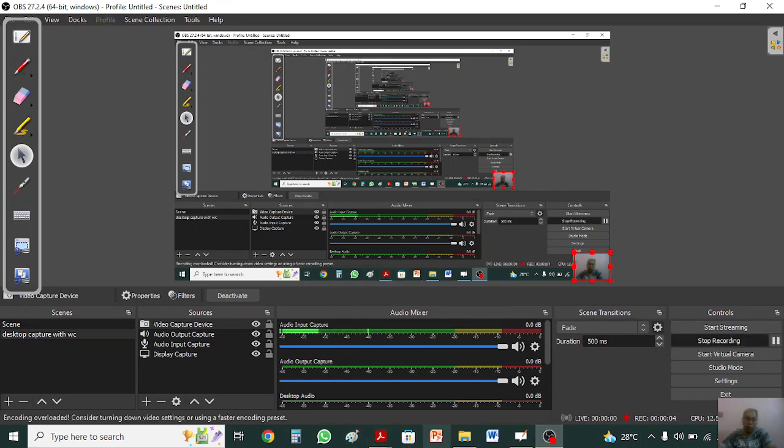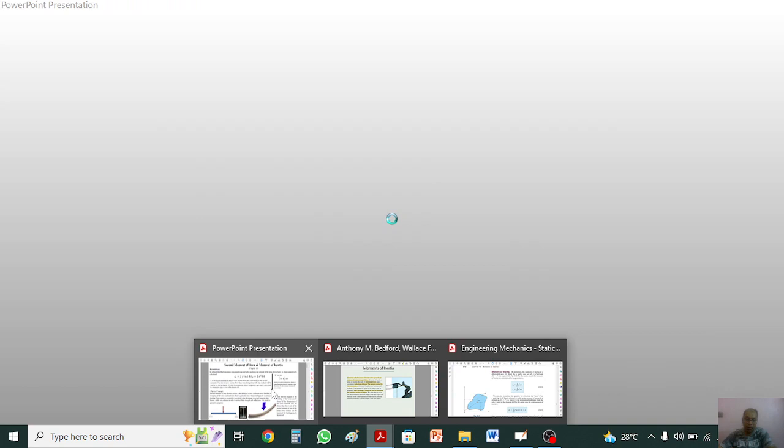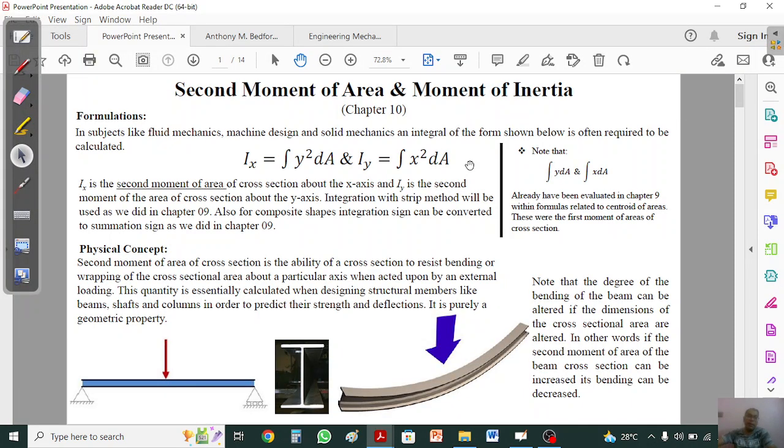Assalamu alaikum. Let's start with a new topic, chapter 10. This chapter is named second moment of area and moment of inertia. This is our new chapter, second moment of area and moment of inertia.